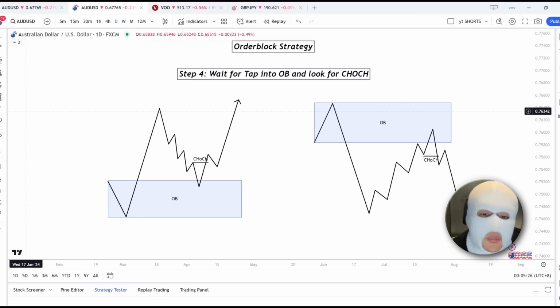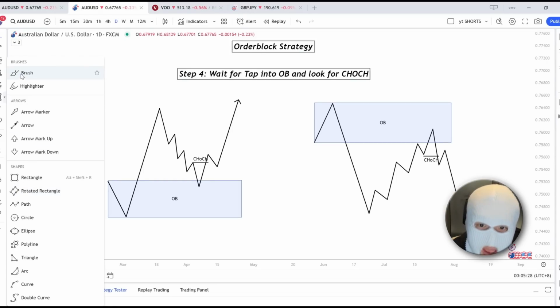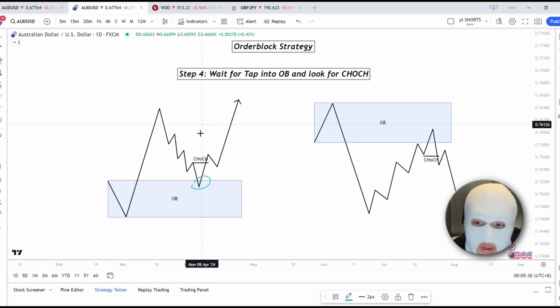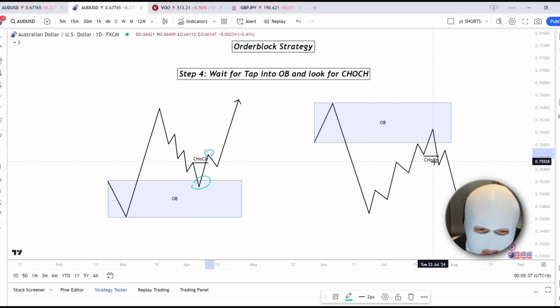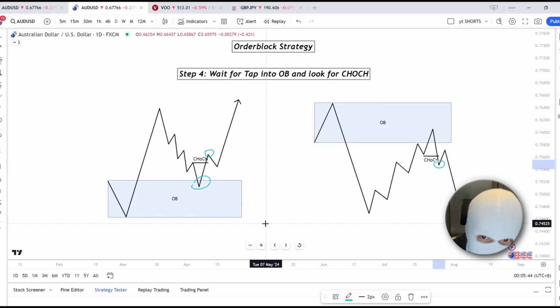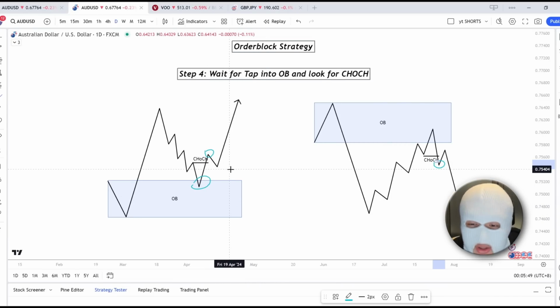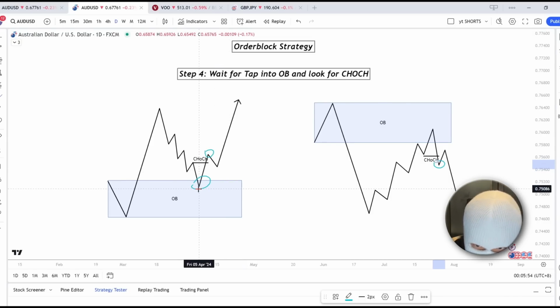Step 4. Wait for price to tap into the order block and look for a change of character on the lower time frame. So what I mean is you need to see price create a higher high in a downtrend or a lower low in an uptrend, as this will classify as a change of character. The lower time frame change of character gives us confirmation that the higher time frame order block is being respected. Instead of waiting too long on the higher time frame, I zoom into the lower time frames to get in earlier for a sniper entry. This is exactly how I get accurate entries and get involved in the move before it's too late.